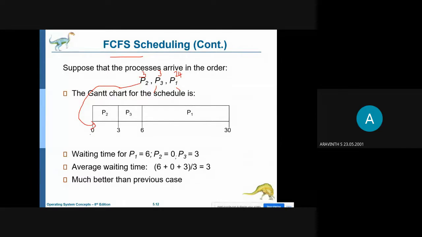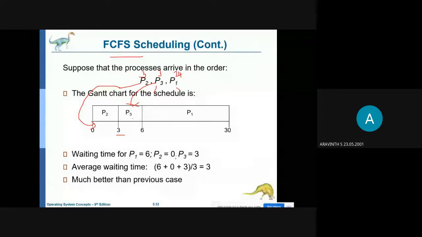P2's waiting time is 0. Its burst time is 3, so 0 plus 3 is 3. Next process is P3, which you need to add. P3 is waiting until the 3rd second because P2 is executing. Then you allocate P3: 3 plus 3, 6.